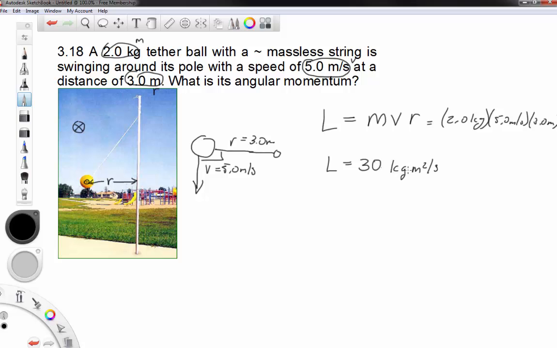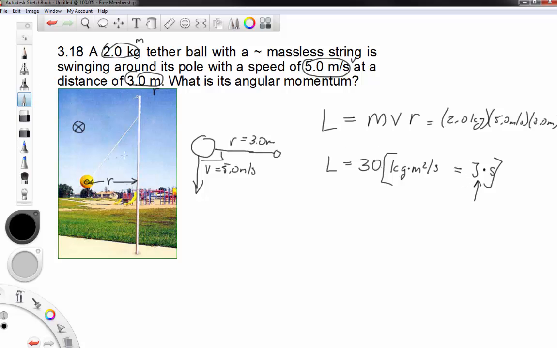So kilogram meters squared per second, which is sometimes also called a joule times a second. We'll learn more about what this unit joule represents in the next lecture, which will cover energy. So this actually answers the question of what is the magnitude of the angular momentum.